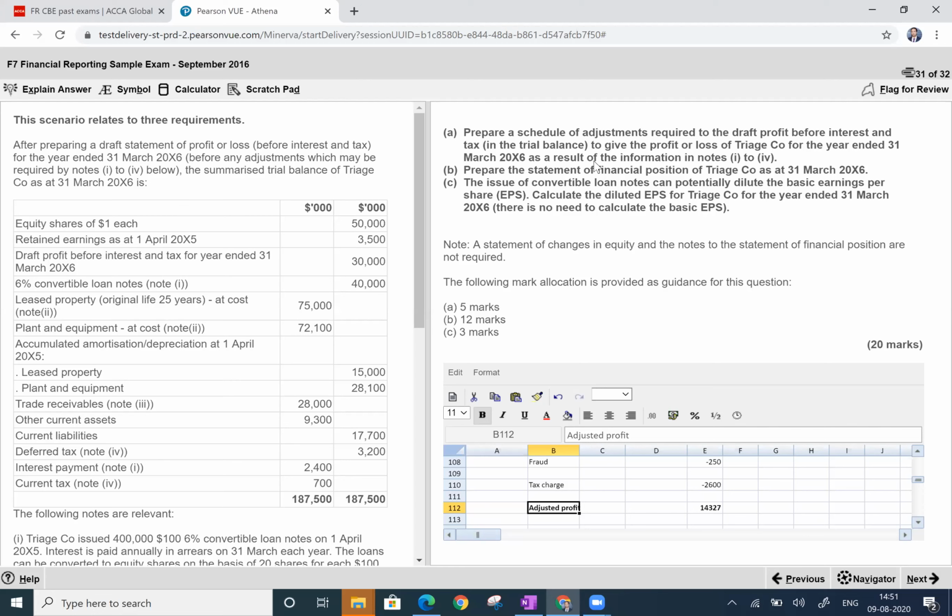See, they have not asked for a full statement. They have asked the question, prepare a schedule of adjustments required to draft PBIT to give profit or loss. They are only asking to give profit or loss.